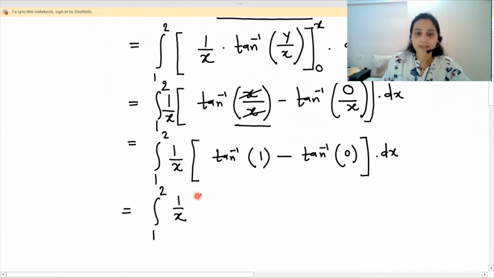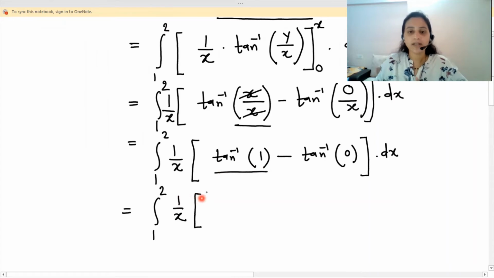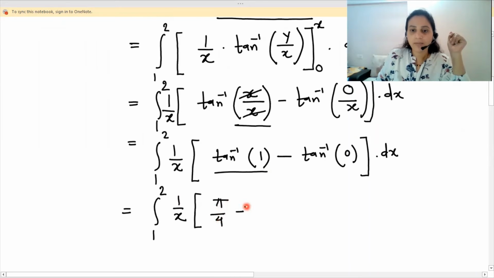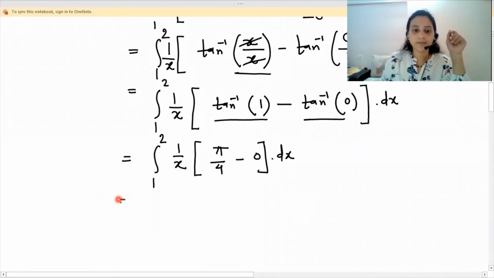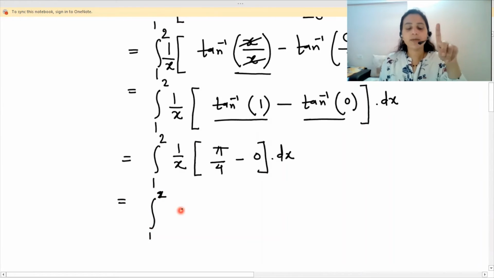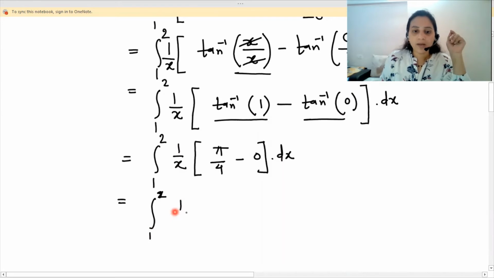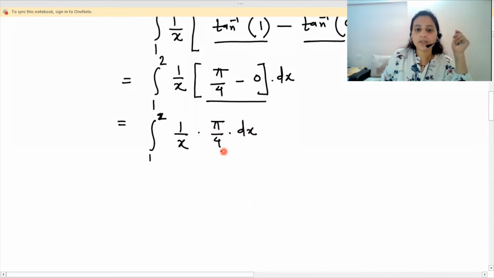Then 1 upon x constant as it is. Now tan inverse of 1. So what is the value of tan inverse of 1? Tan inverse of 1 is always equal to pi by 4, right? Minus tan inverse of 0 is 0. And this dx as it is, okay? So don't forget to write dx. Integration 1 to 2, outer limit still remains as it is, okay? Then 1 upon x as it is. Now pi by 4 minus 0, that means this is pi by 4, and this dx as it is. Now pi by 4 is a constant term, right?